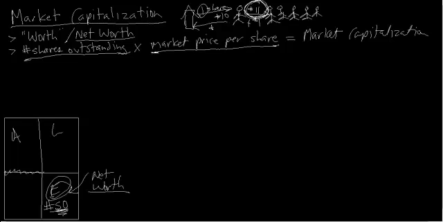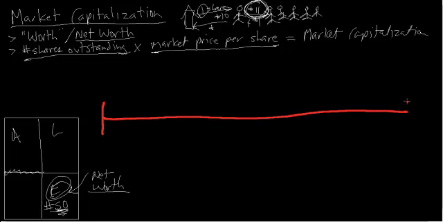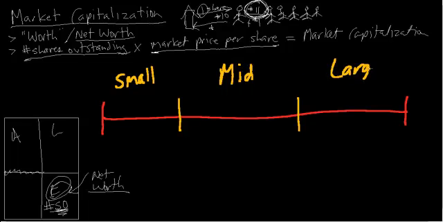What I wanted to do in this video in particular was to talk to you about some different terms that come up in market capitalization that you may have heard of. I think the best way to do that is just to draw a little line. It's not really a timeline, but just a spectrum line, if you will. What we're going to do here is divide this up into three, and we're going to call these small, mid, and large.